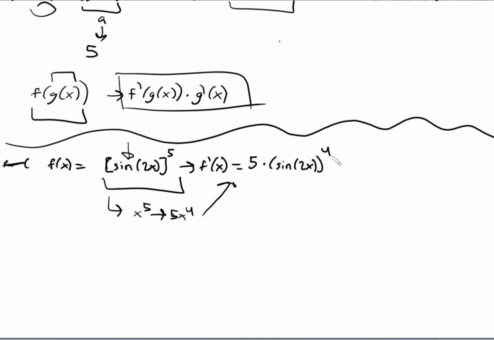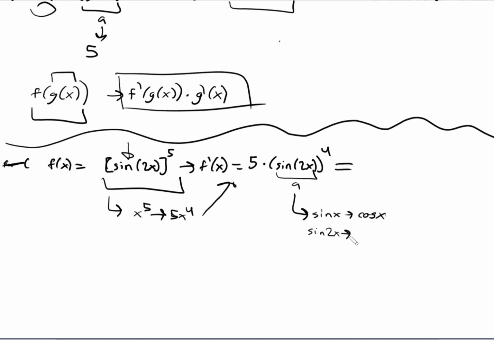And now, from here, what do we do? Well, now we treat this as a function and we take the derivative of this function. So what is the derivative of sine of 2x? Right, so in this case, you're going to have to once again use this kind of rule right here. So the derivative of sine is cosine, right? But that's the derivative of sine of x. Sine of x gets you cosine of x, right?